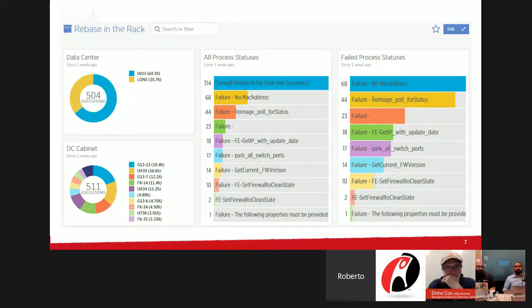One of them had to do with our rebase in the rack process, or the rebase in the rack dashboard, which is based off of our rapid provisioning process. We have a product called rapid provisioning where, whenever a customer wants servers, generally non-custom servers, quickly, they can order these rapid provisioning servers, and instead of getting them in a couple of days or weeks, they get them in a couple of hours.